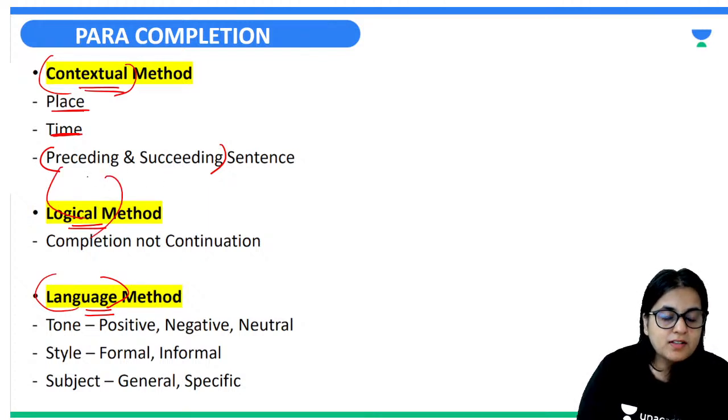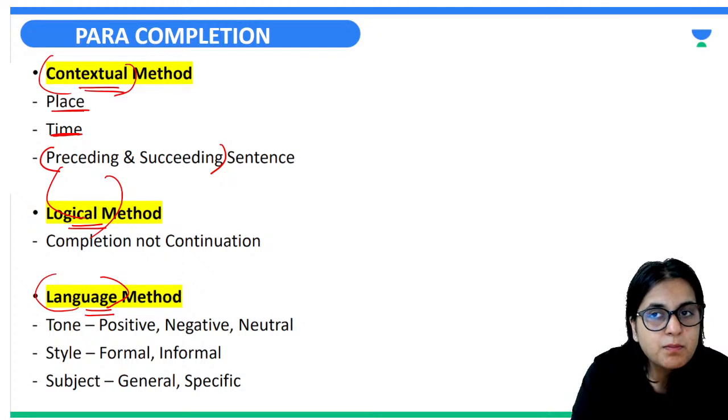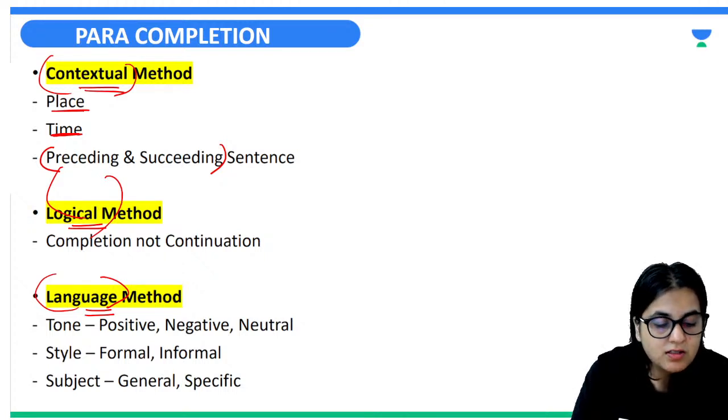Logical. Now you have to understand that you don't just have to continue the para, you have to complete the para. So if you have to complete the para, there should be no doubt left. If there's a problem, maybe the option will give you a solution. If there's a question, maybe the option will give you the answer. If there's a cause, the option might give you the effect. If the question talks about past and present, the option may talk about the future.